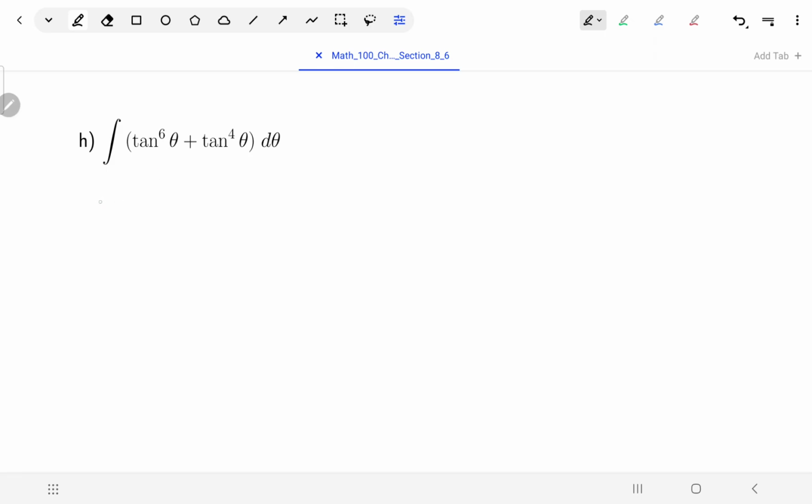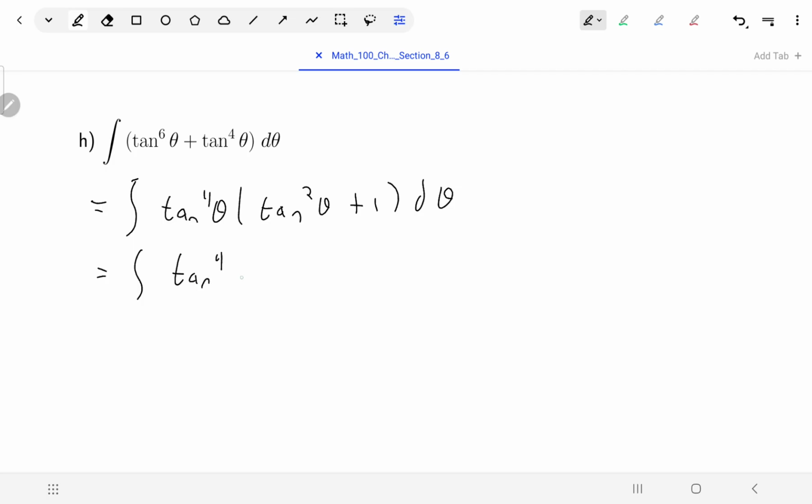And I'm noticing to myself, well, if I did take those tangents and factored a tangent to the 4th out, then I'd be left with tangent squared plus 1. And that's reminding me of a lovely Pythagorean identity. Tangent squared plus 1 is secant squared. So actually, I could rephrase this. So instead of tangent to the 6 plus tangent to the 4, it's tangent to the 4 times secant squared.